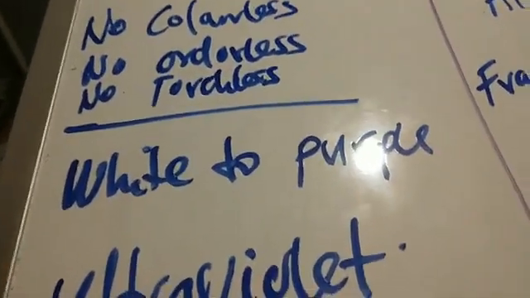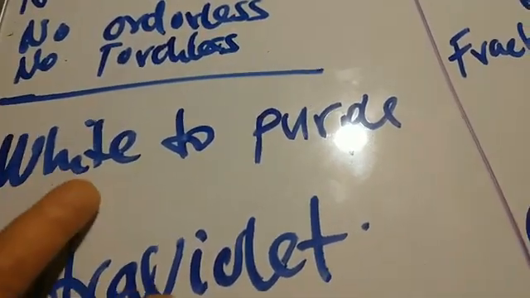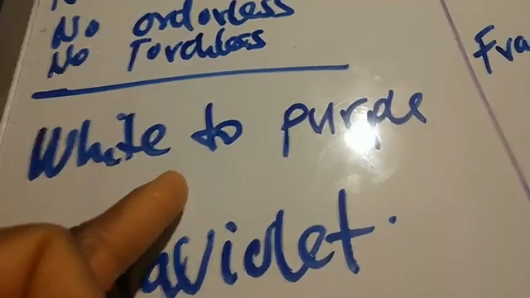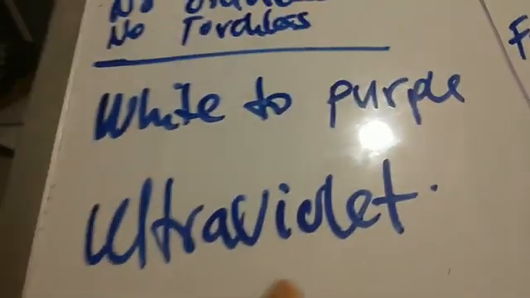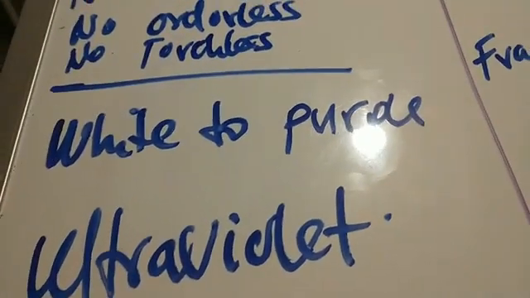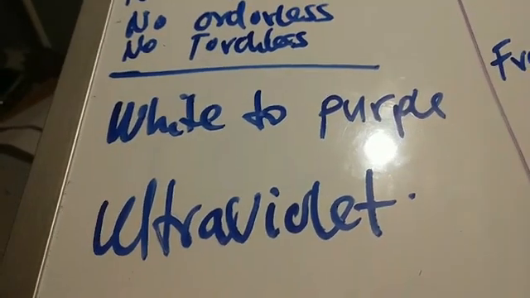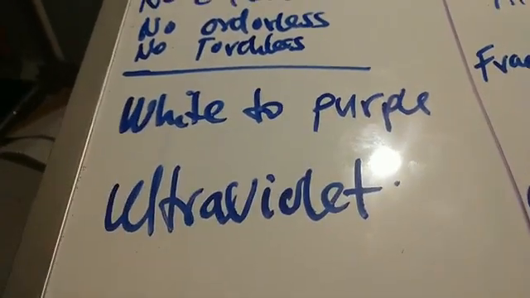But immediately you begin to weld, this is how it looks. The argon gas is white to purple. It's between white and purple, and it's more like ultraviolet.